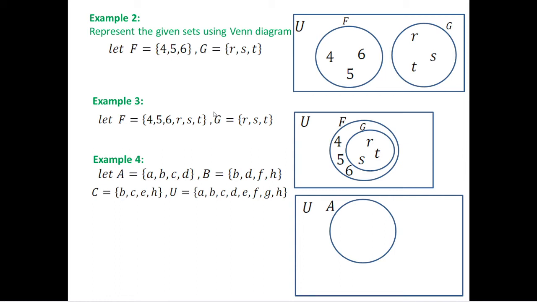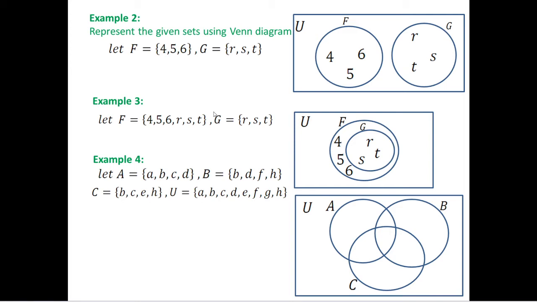But as you can see, A and B have common elements, so they have an overlapping part or intersection between A and B. And then we draw our set C. As you can see here, our set C has a common element with A and also with B, so it has an intersection with A and also with B. And this is how we draw it.